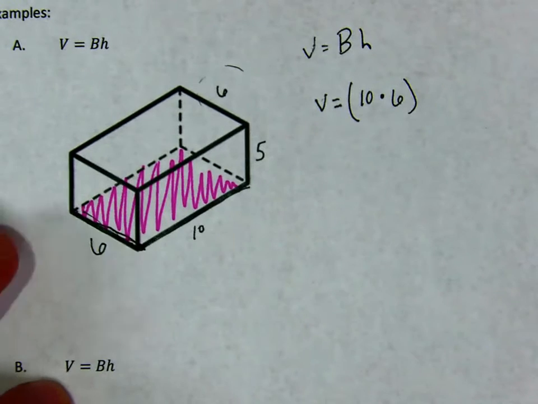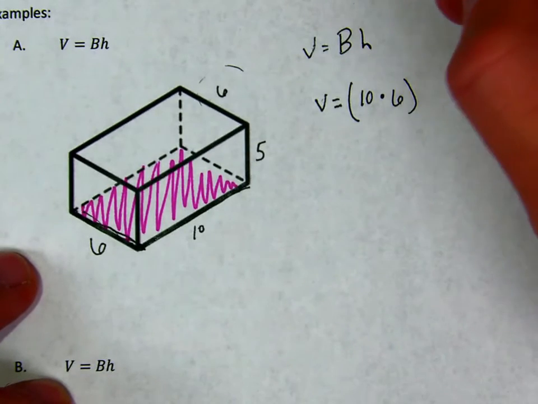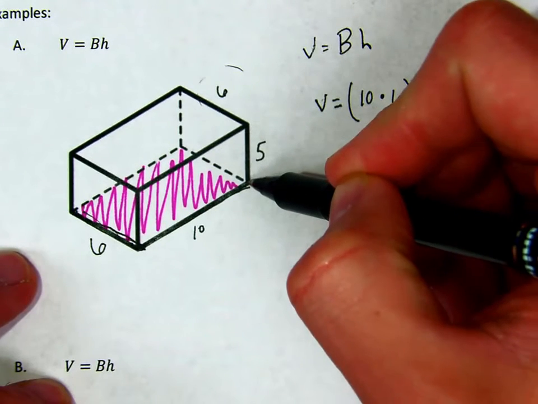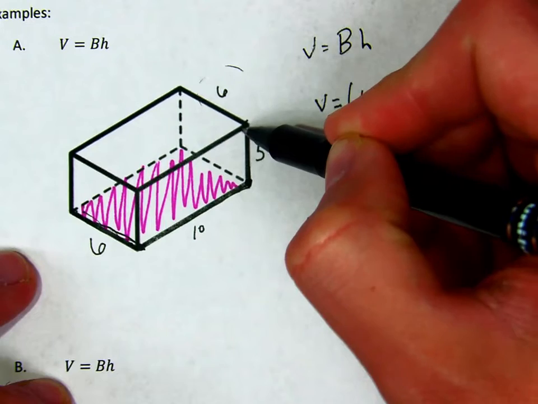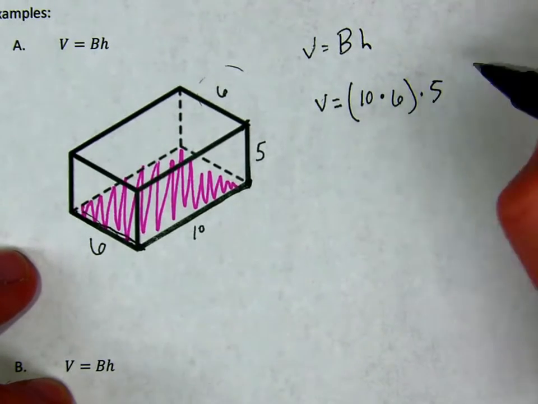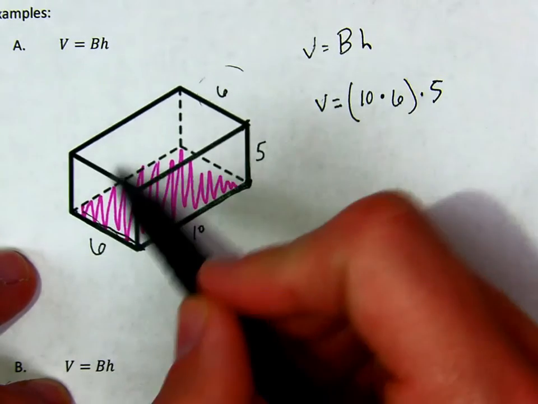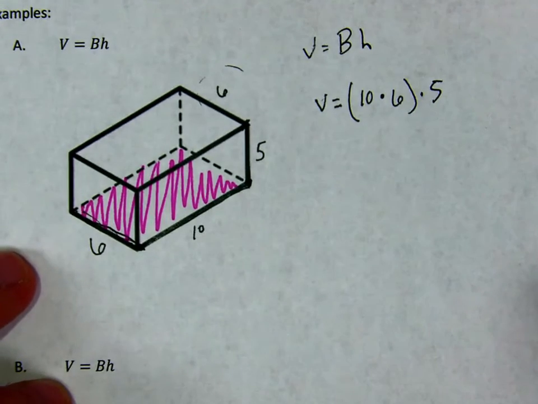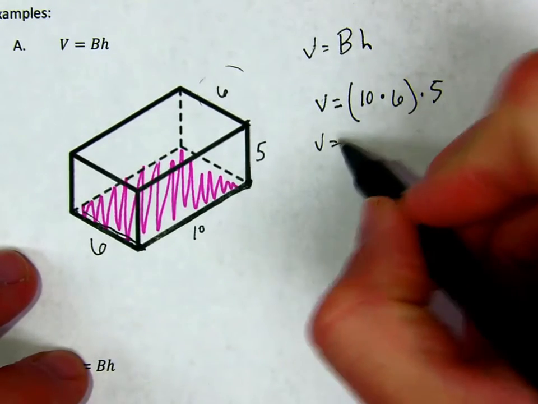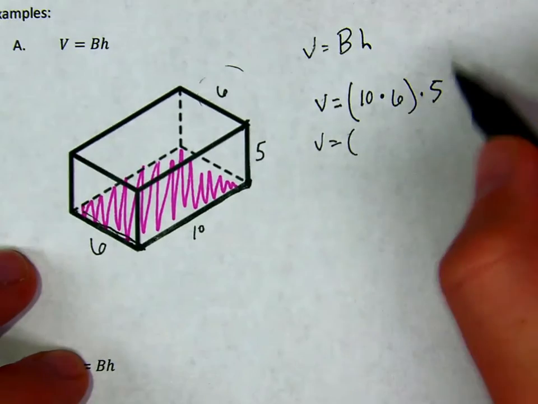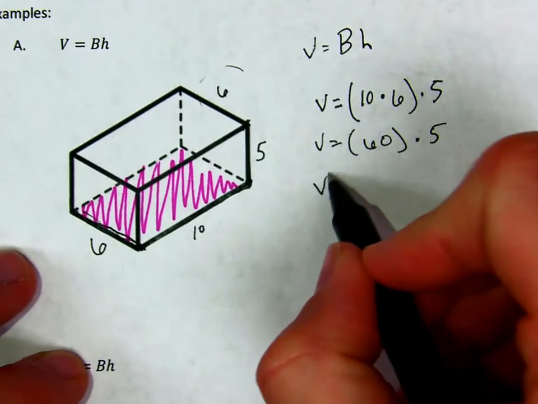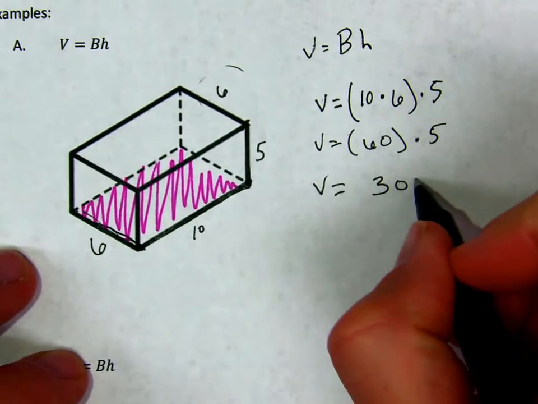Area equals base times height, right? Right up at the top. Our height, the height of our prism, from base to base, we see that our height is 5. From bottom to top in this situation is 5. And all we're going to do is PEMDAS rules. Volume equals 10 times 6 is 60, times 5, volume equals 300.